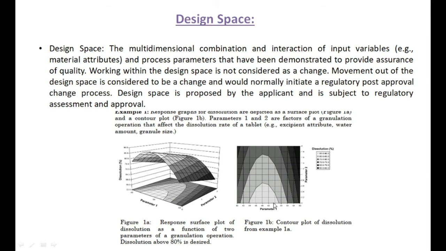So here we can see the different areas. This area indicates the highest dissolution, that is 85 to 90%, and this area indicates the dissolution that is 80 to 85%, and that is the desirable range of this CQA. And this black area indicates very low dissolution, that is 60 to 65%.